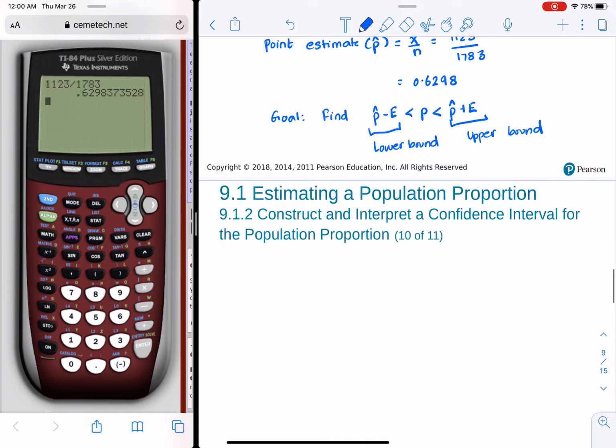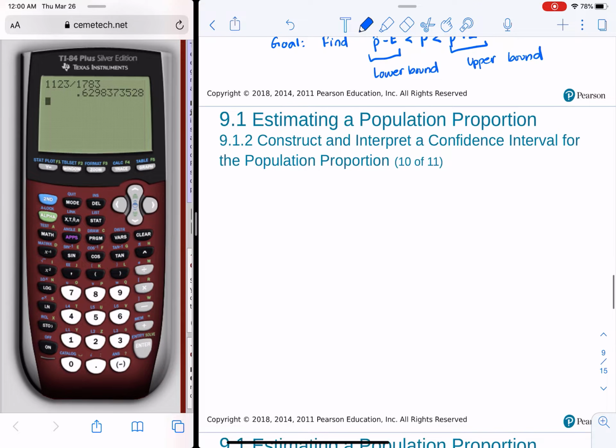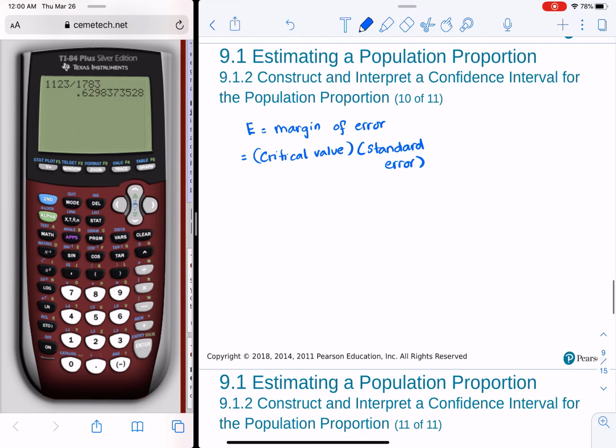So let's construct the interval. The first step is to find the margin of error. So the margin of error is always the product of the critical value and the standard error. The critical value is z sub alpha over 2, and the standard error, I'll just call it SE.